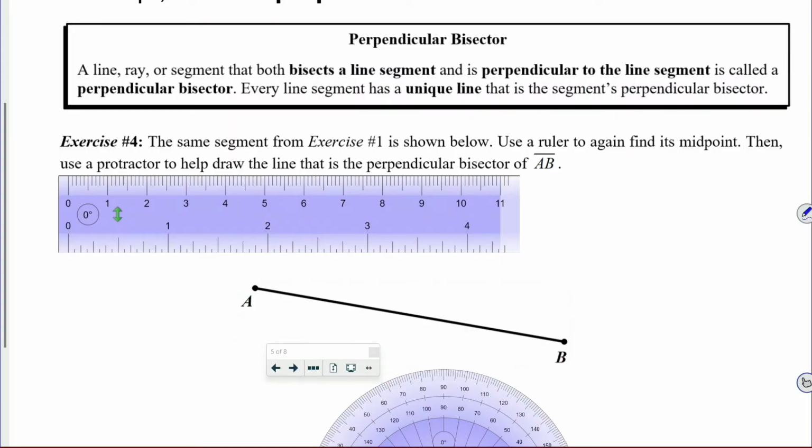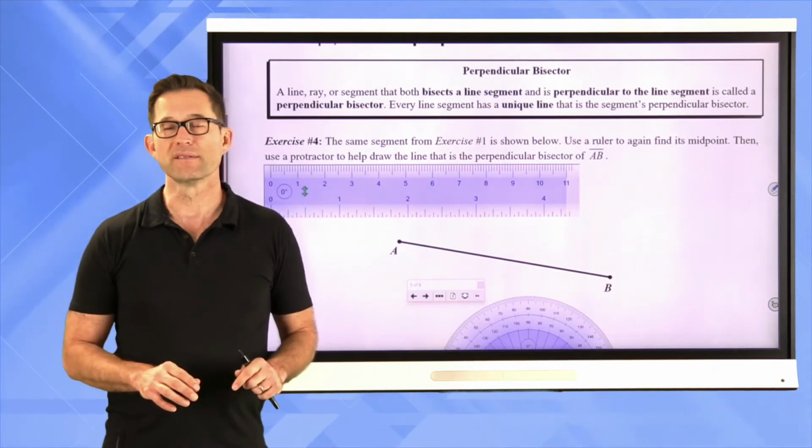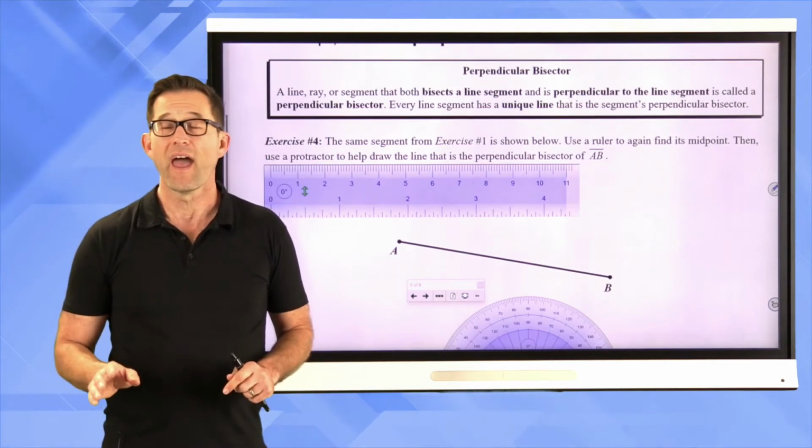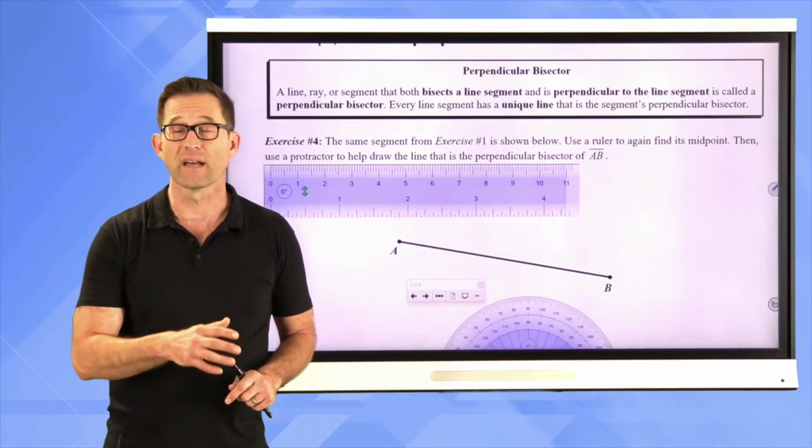A line, ray, or segment that both bisects a line segment, so it passes through its midpoint, and is perpendicular to the line segment is called a perpendicular bisector. Every line segment has a unique line that is the segment's perpendicular bisector. So, right, any given line segment, there's an infinite number of lines that are perpendicular to it, right? And in a given line segment, there's an infinite number of lines that bisect it.